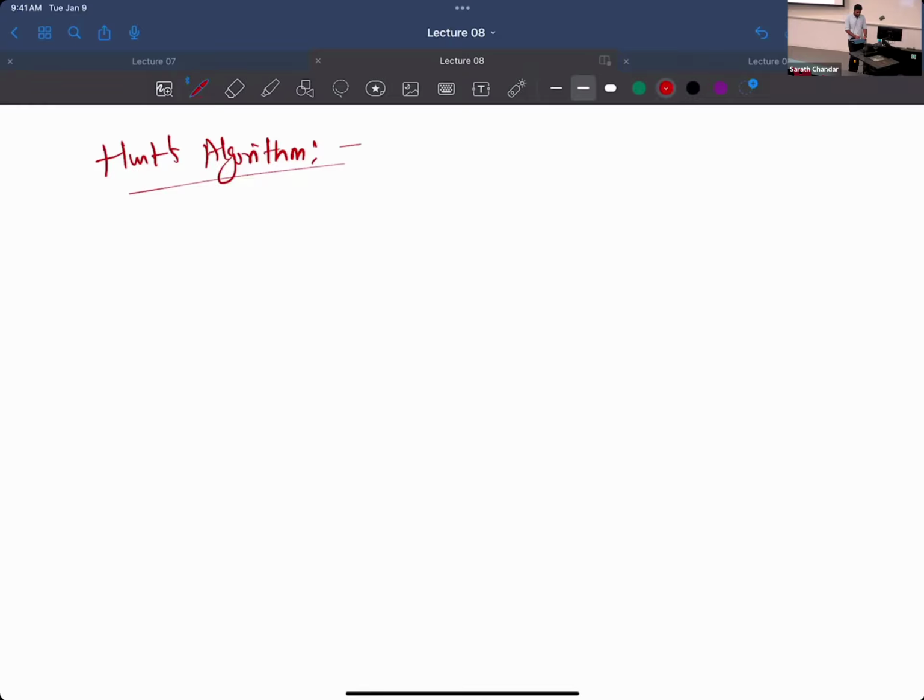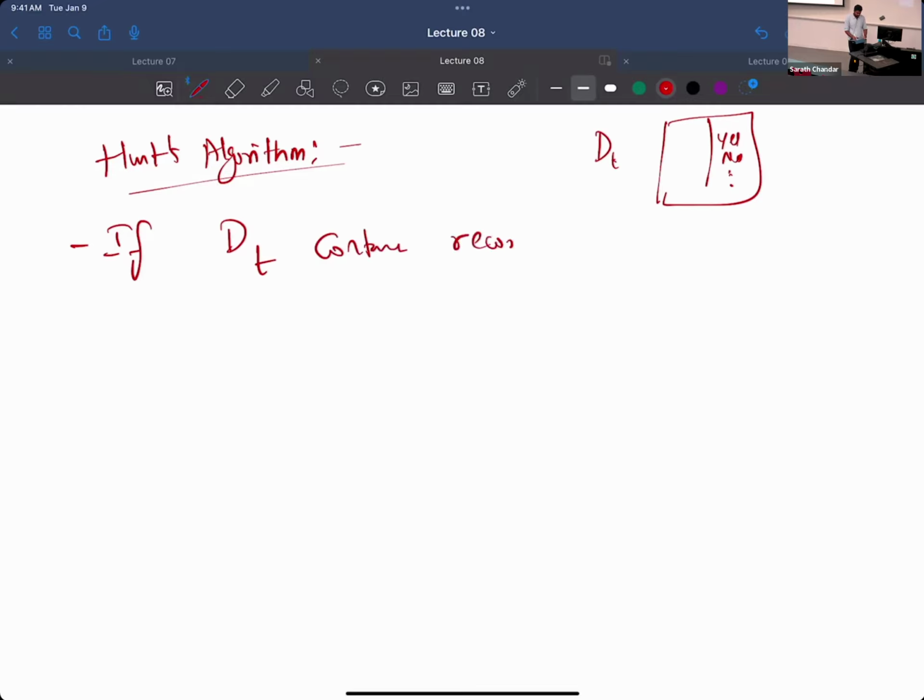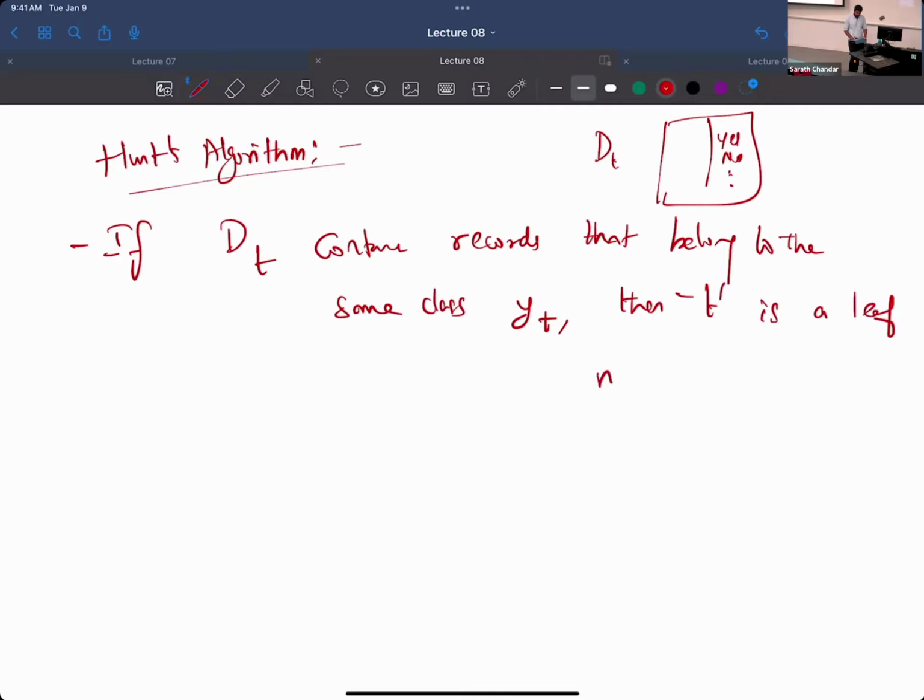Okay, so what is Hunt's algorithm? The idea of Hunt's algorithm is really simple. We're going to start with some data set, which is a bunch of yes, no. If Dt contains records that belong to the same class yt, then t is a leaf node labeled as yt. So if I reach a state where all the examples have the same label, I can stop there and make it a leaf node.